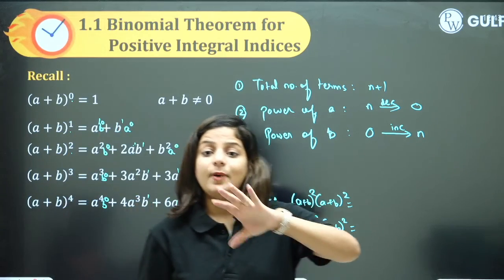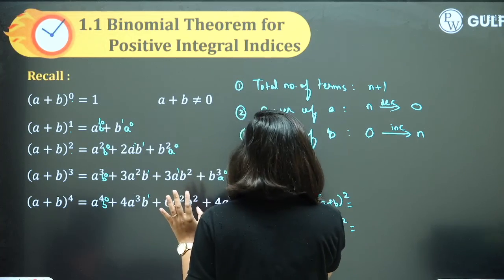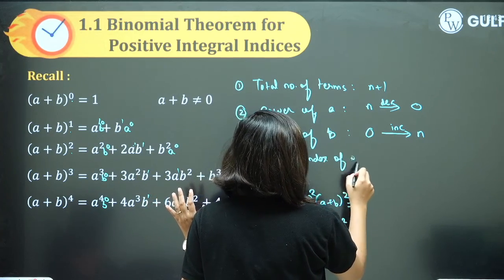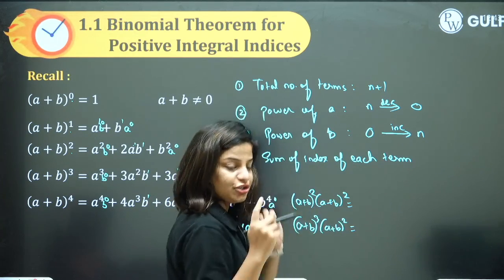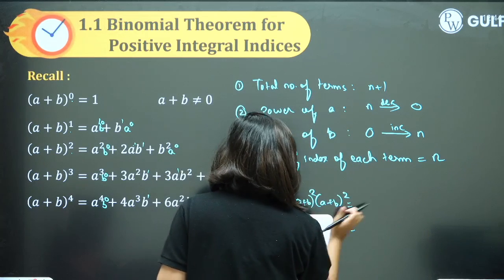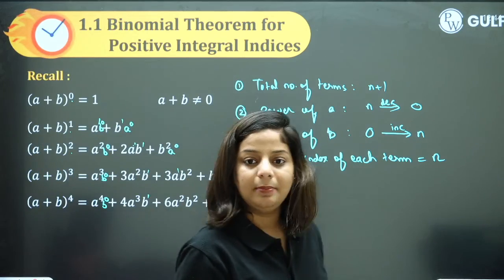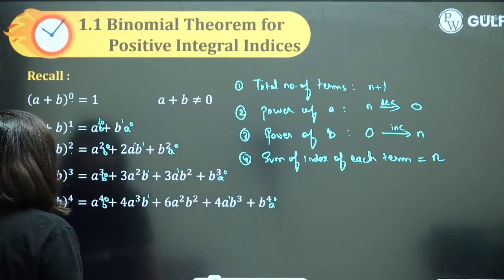So the sum of powers of A and B is always equal to the sum of index of each term. If I talk about each term, the sum of index of each term is always equal to n. Right, boss? These are the 4 observations made by Pascal. Okay. Next set of observations.